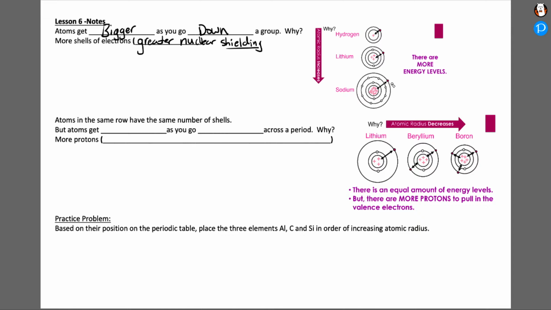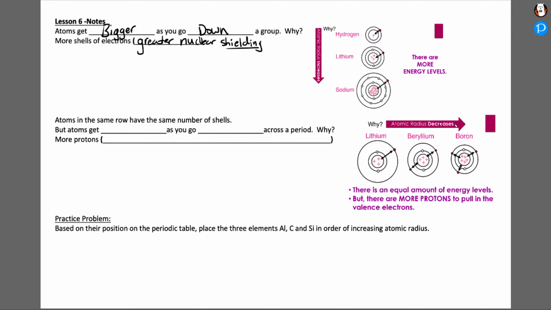So the more energy levels I have, there's more of these inner core electrons here that kind of shield or get in the way of these protons pulling these valence electrons in, which in turn makes these bigger than I would with these smaller ones that only have like 1 or 2 energy levels, where those valence electrons are a little closer to that nucleus, basically. So that's the trend we see for going down the periodic table.